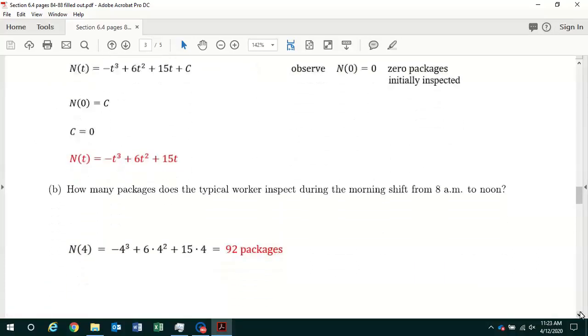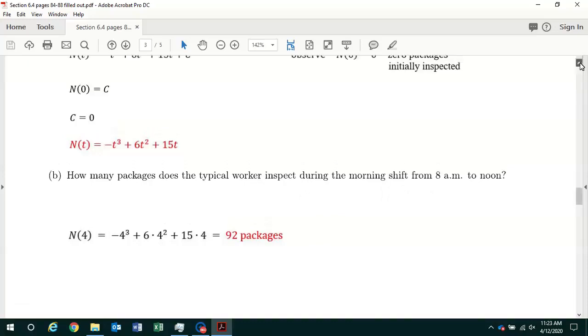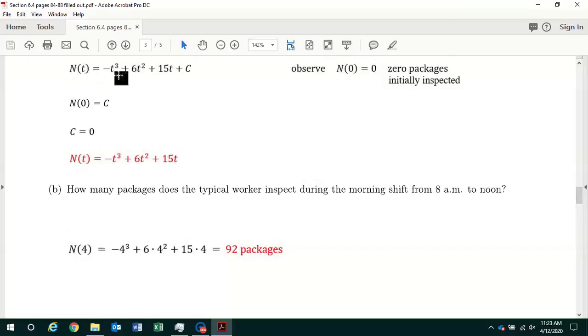In part B, we're asked, how many packages does the typical worker inspect during the morning shift from 8 a.m. to noon? Well, t equals 4, right, for 12 noon. So in our function up here, we would just plug in 4 for t, and we have N of 4 is equal to minus 4 cubed plus 6 times 4 squared plus 15 times 4. And when you do the arithmetic, you get 92 packages. So the number of packages the typical worker inspects during the morning shift from 8 a.m. to 12 noon is 92 packages.